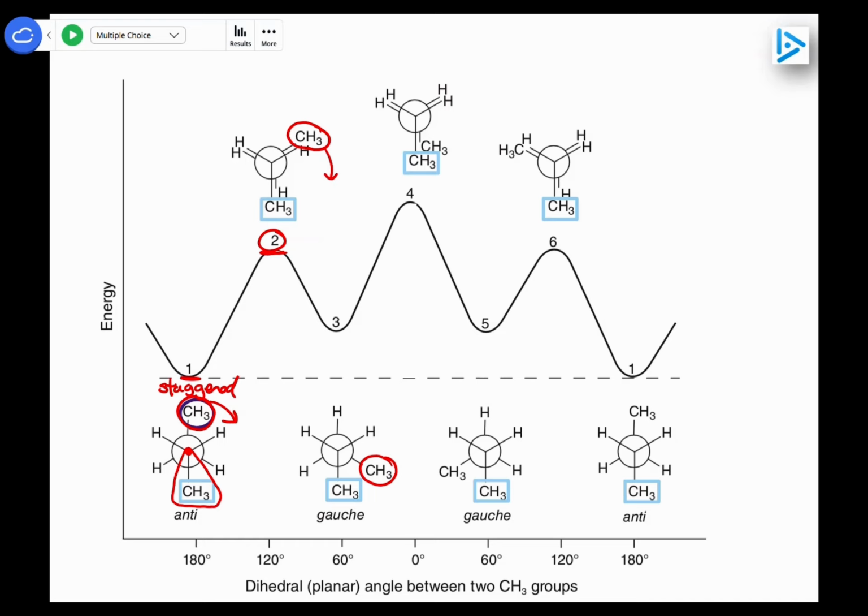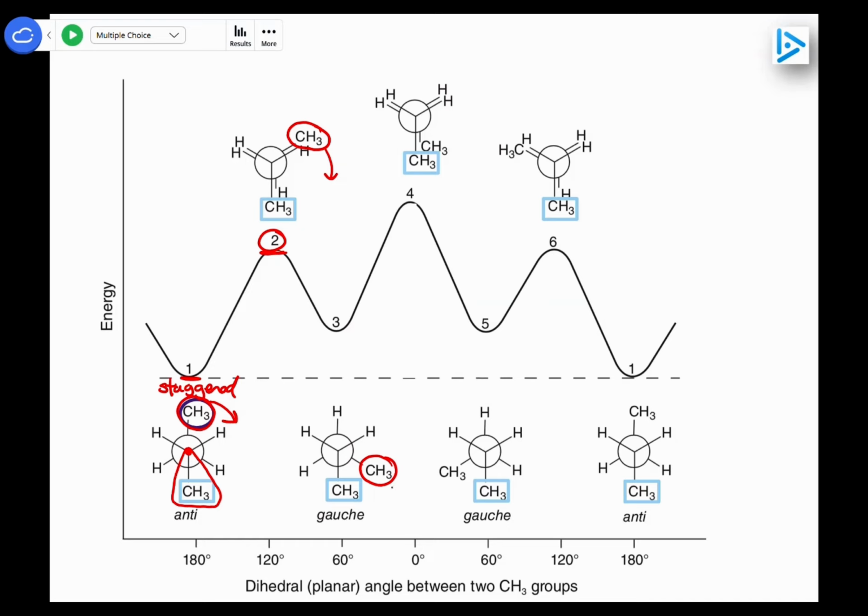Hands up, is this number 3? Is it staggered or eclipsed? Hands up for eclipsed. Hands up for staggered. Yes, it is staggered. We can see that these two substituents are closer together now than when we started at position number 1. In position number 1, those groups were as far away from one another as possible. That was the most stable staggered position.